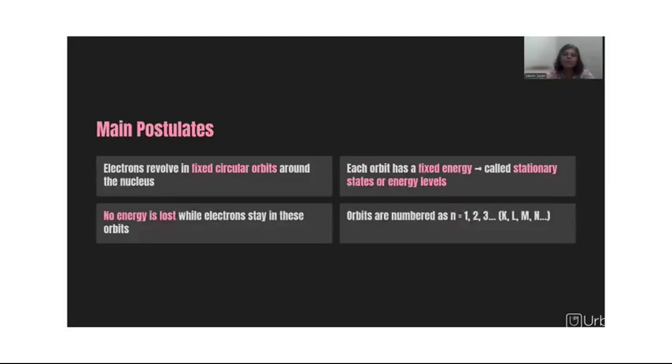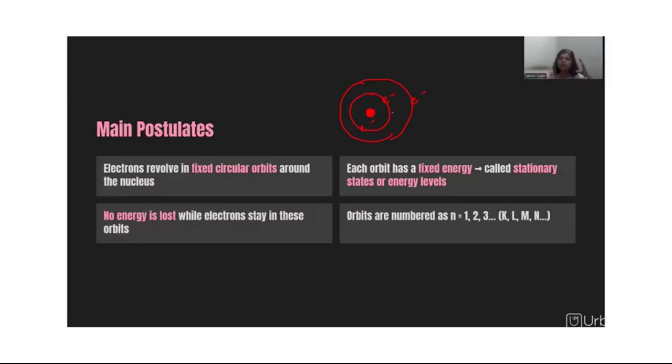Let us start. Let us understand the main postulates that he gave to us. He said that electrons revolve in fixed circular orbits around the nucleus. We know that we have the nucleus, and inside the nucleus there are protons and neutrons, and we have fixed orbits like this. So electrons revolve around these fixed orbits around the nucleus, and each orbit has a fixed energy.